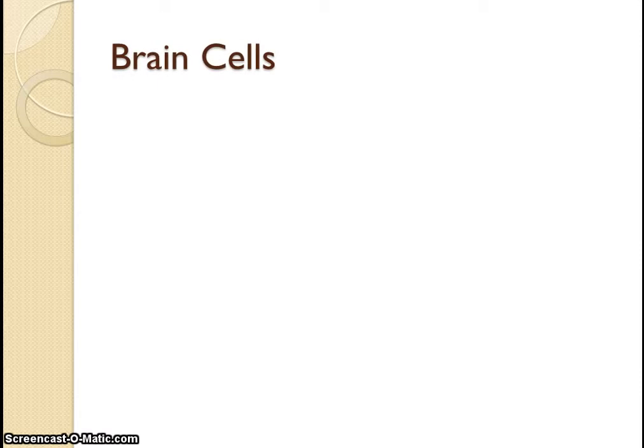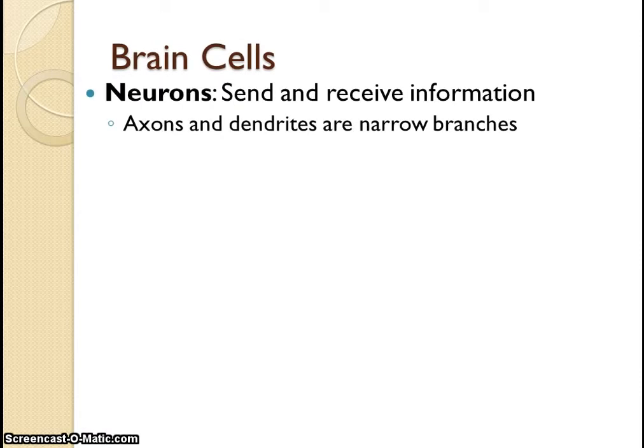Now what we need to know about brain cells is that brain cells are called neurons. Neurons are the basic brain cells. They're like a bundle of wires in your brain. Your brain is basically an electrical system. It's like a bundle of wires. Neurons send and receive information.